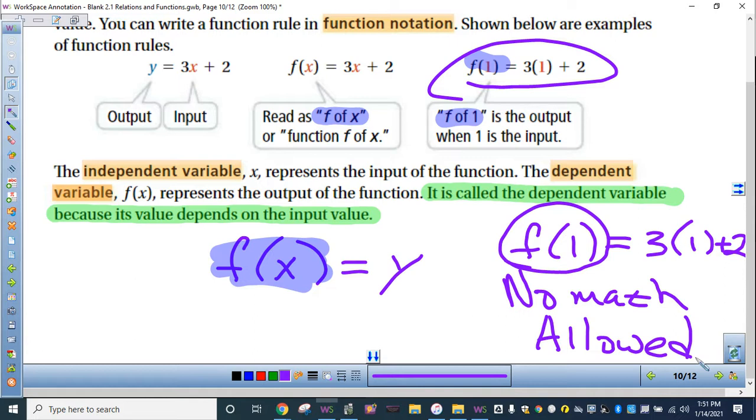Okay, so that's function notation. f of x basically means the same thing as y, just saying when you plug an x value in, what do you get? What's the answer?